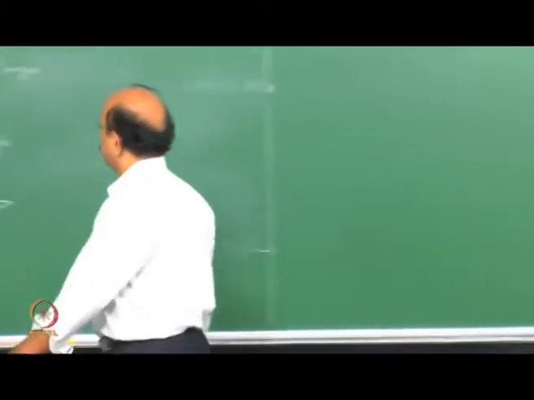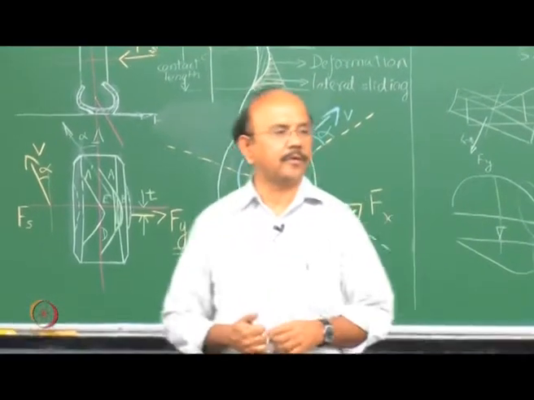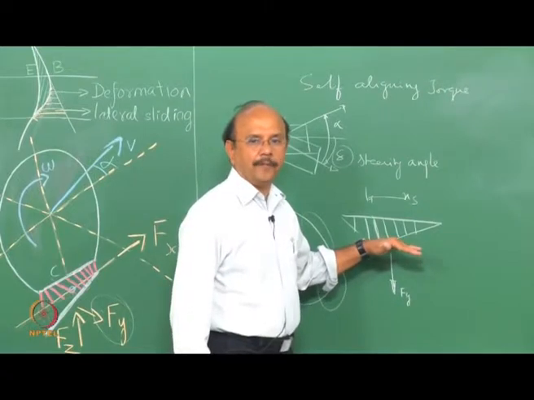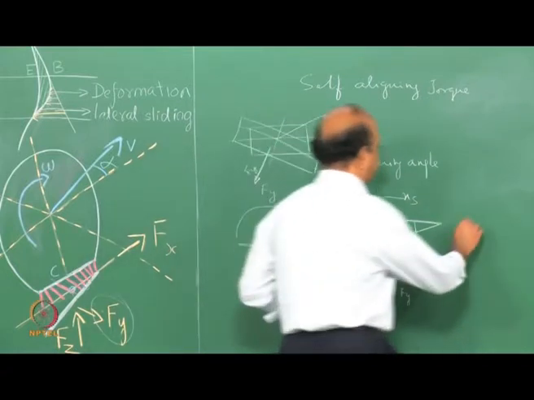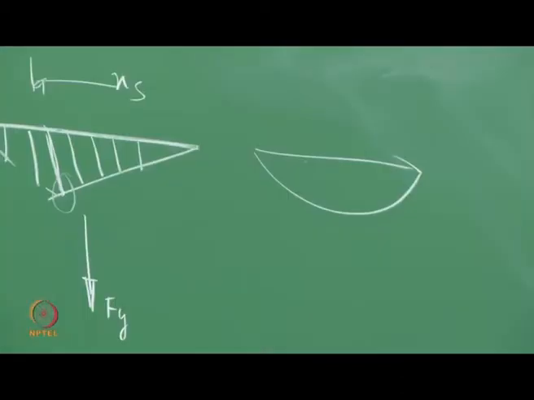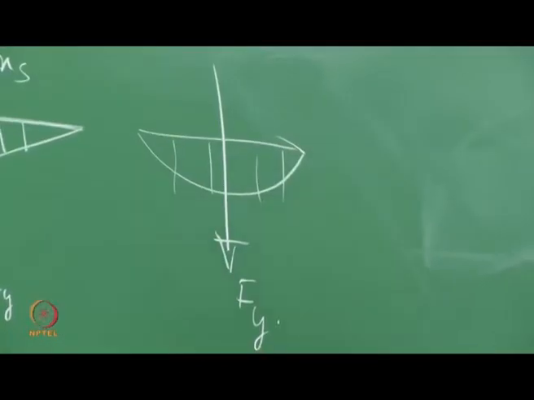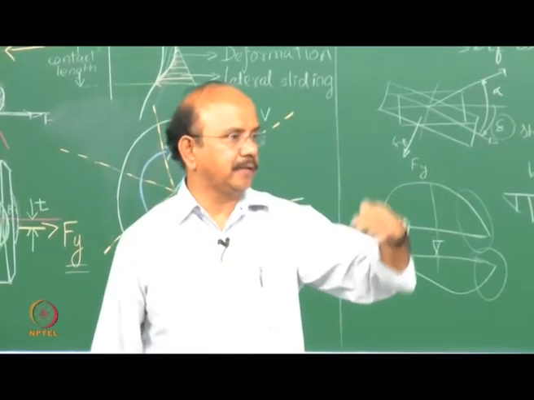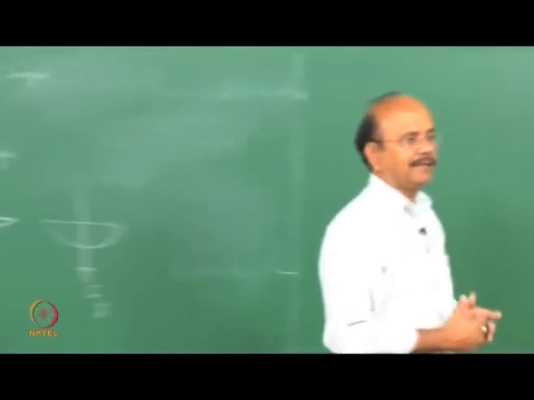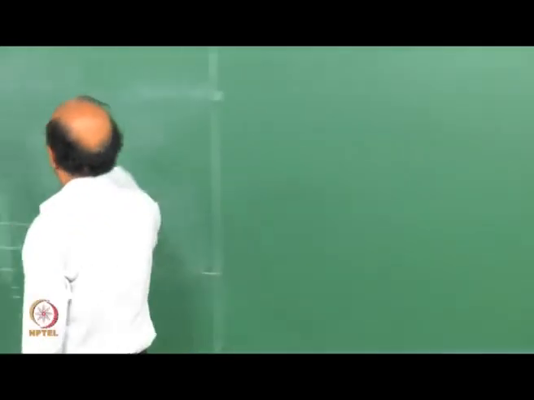Now, please note that both these are reducing towards the end, and there's a race between two reducing quantities. So it starts slipping. At one point of time, it may so happen that the slipping may engulf the whole patch. Then Fy will be uniform when complete sliding takes place. Every bristle will have mu into Qz, and then it will be completely symmetric.